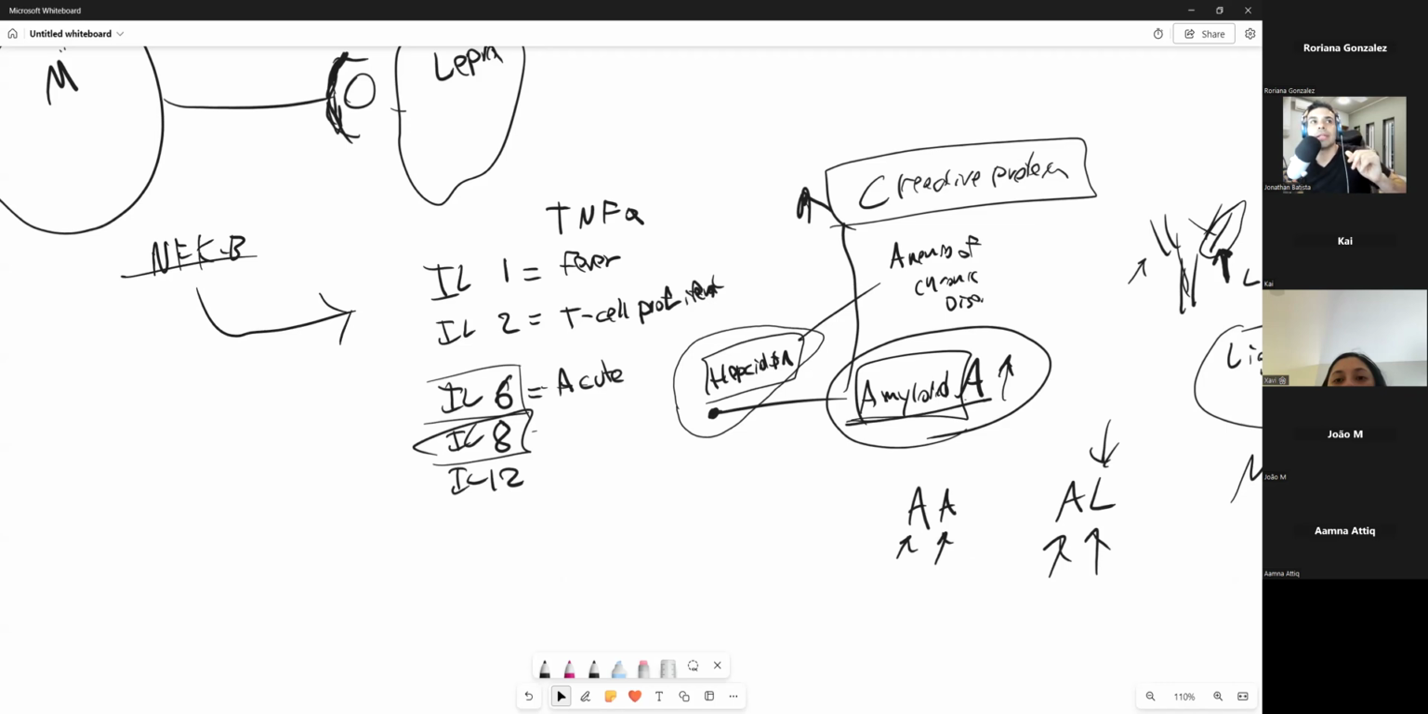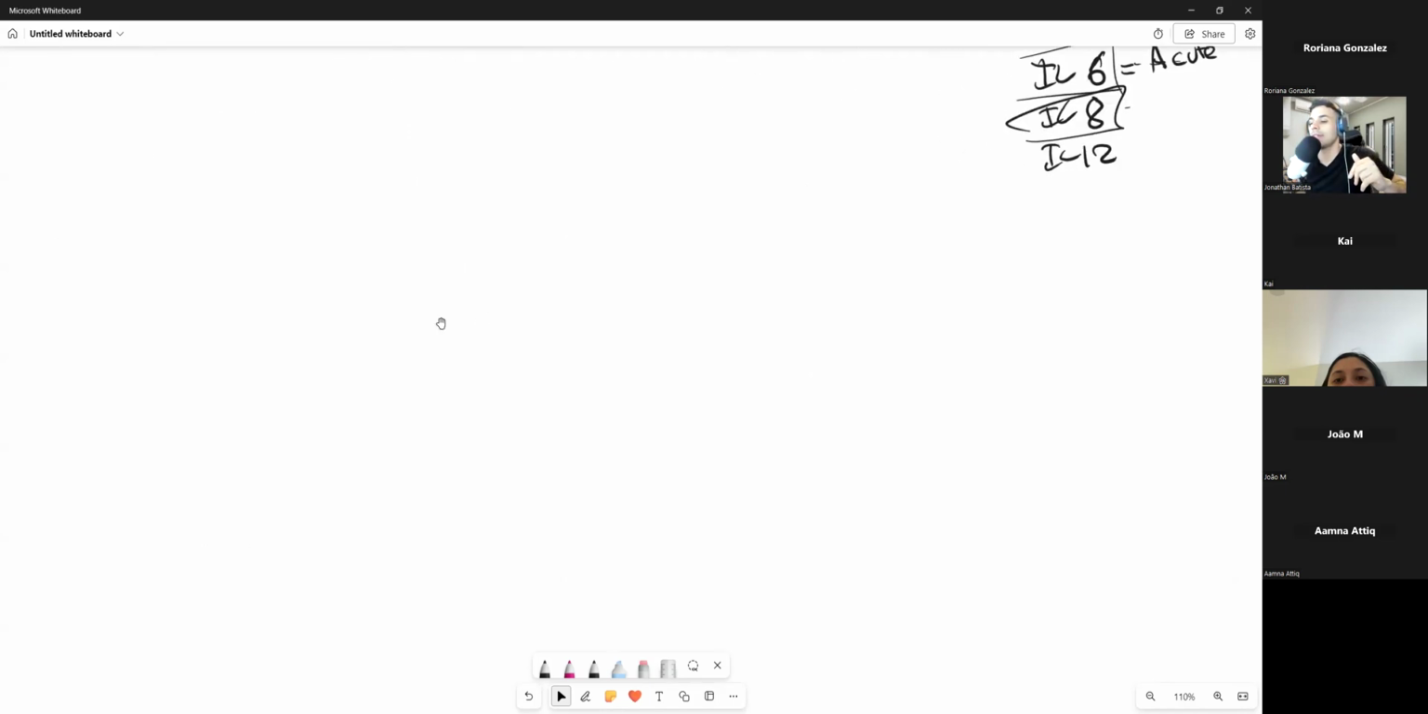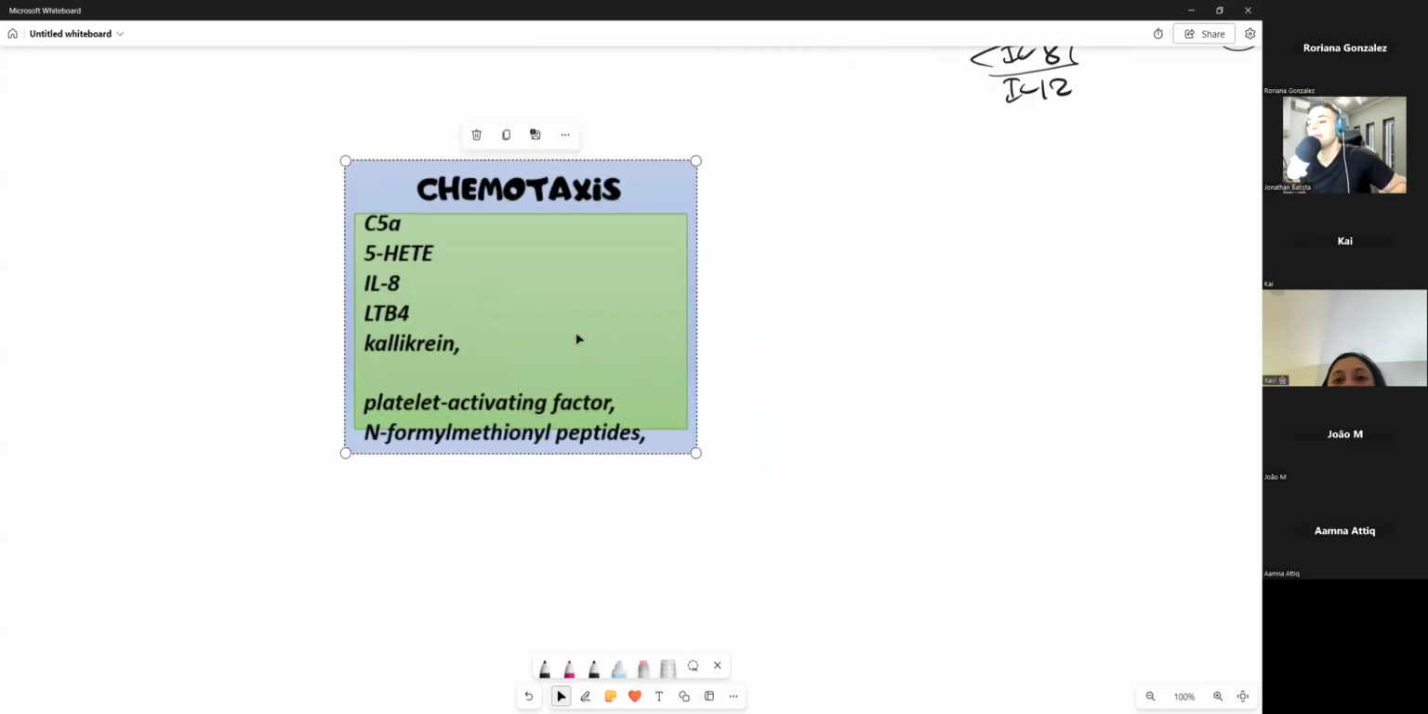So I'm going to give you an updated list of all the chemotactic factors that we can find. And these are the important ones to know. These are the ones that I've seen. These are the ones that could come out in any type of exam.